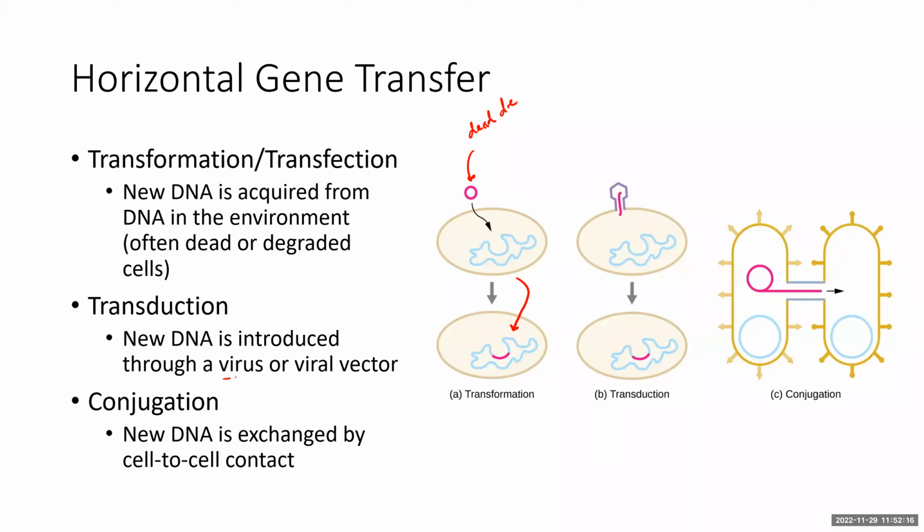Transduction is the use of viruses or viral vectors in order to move DNA from one organism to another. In this case, the gene that we're following has been picked up in some capacity by a virus. When that virus then infects a new cell, that gene is transferred to the new cell, and if it's incorporated into its DNA, becomes part of its vertical lineage.